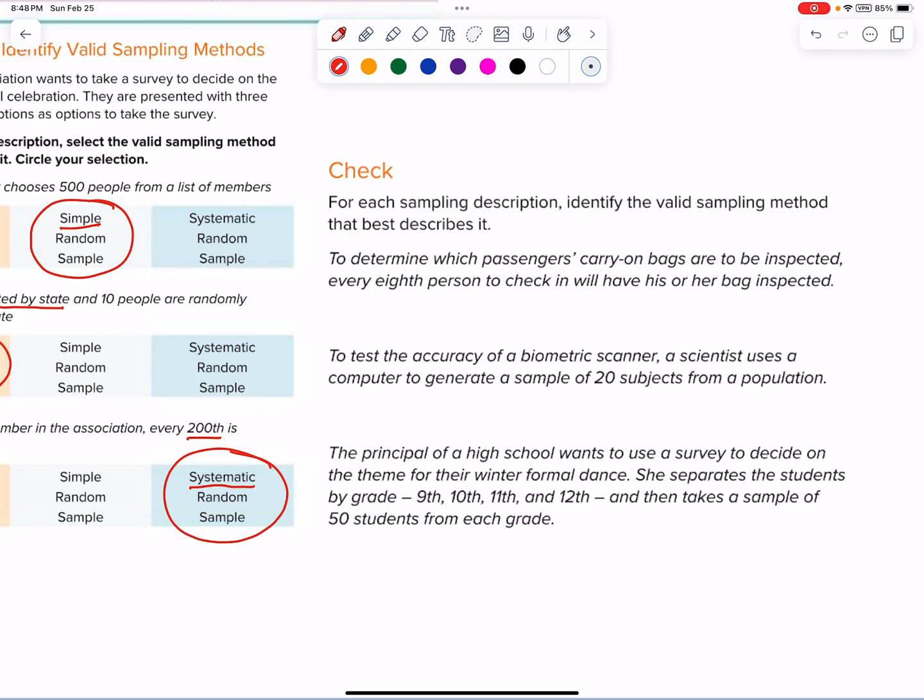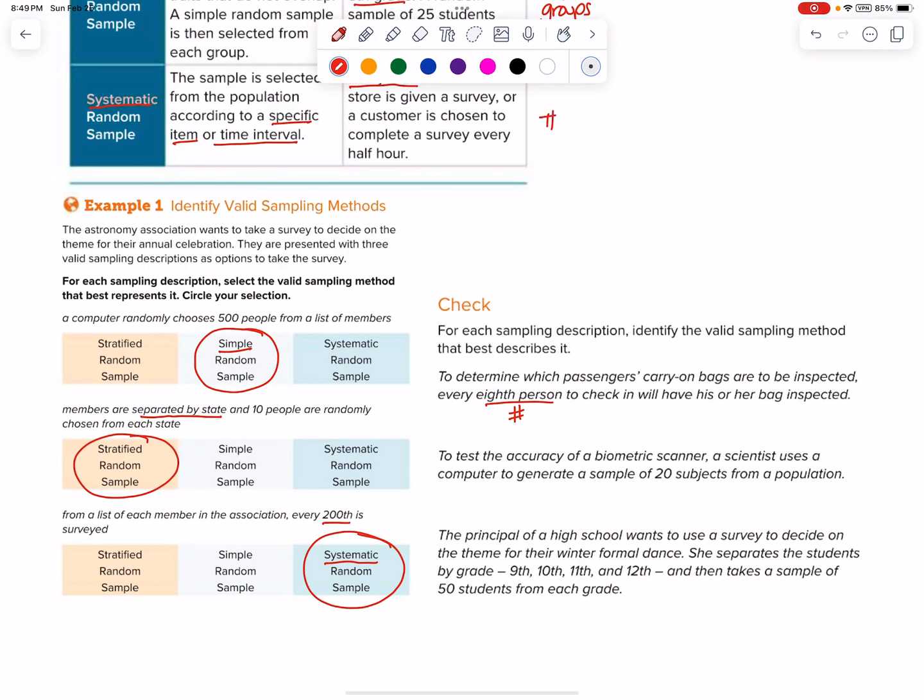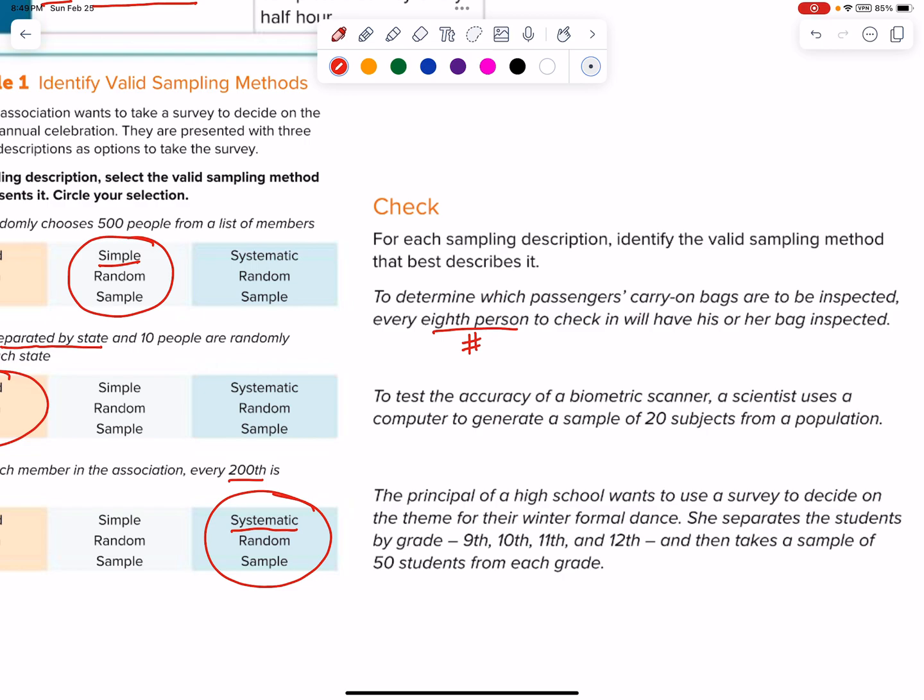Okay, let's look. Every 8th person. That's a very systematic way of dealing with a number of people. So that's our systematic.